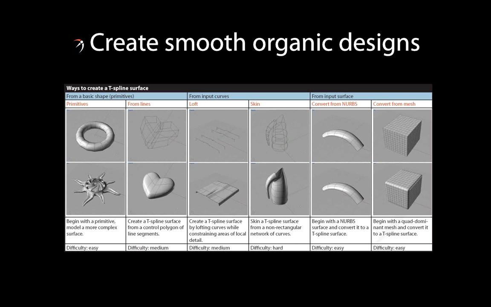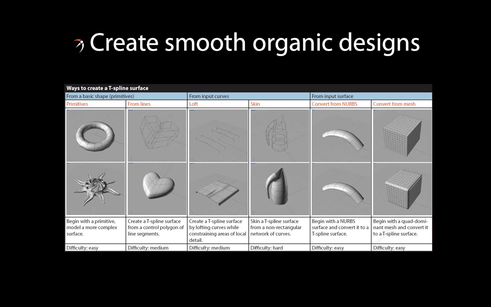There are three main workflows for creating a T-Spline. The first is to start with a basic shape, either with a primitive or from some lines, and then push and pull on the surface created until you get a complex surface. This is also known as box modeling, and is a popular method used in the animation industry. T-Splines is bringing this method into industrial design for the first time.